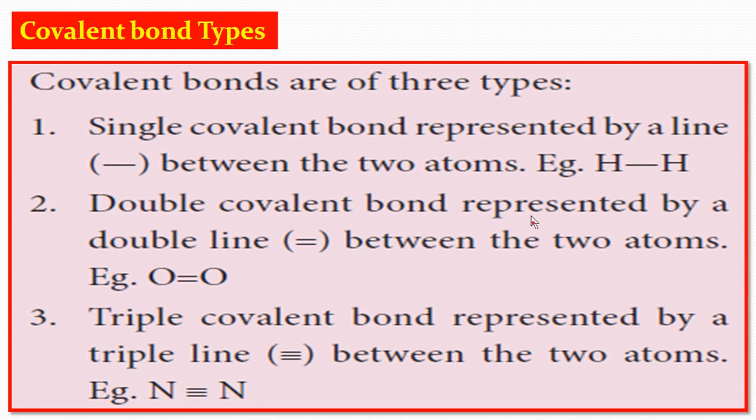Then the double covalent bond is represented by a double line between the two atoms. Oxygen molecule O2. Here there are two oxygen atoms, and two bonds are formed. So, it is a double covalent bond. This is the oxygen molecule example. Then the triple covalent bond is represented by a triple line between the two atoms. Example, nitrogen N2. In between the two atoms, three bonds. So, it is called a triple covalent bond, in nitrogen N2. This is triple covalent bond formation.